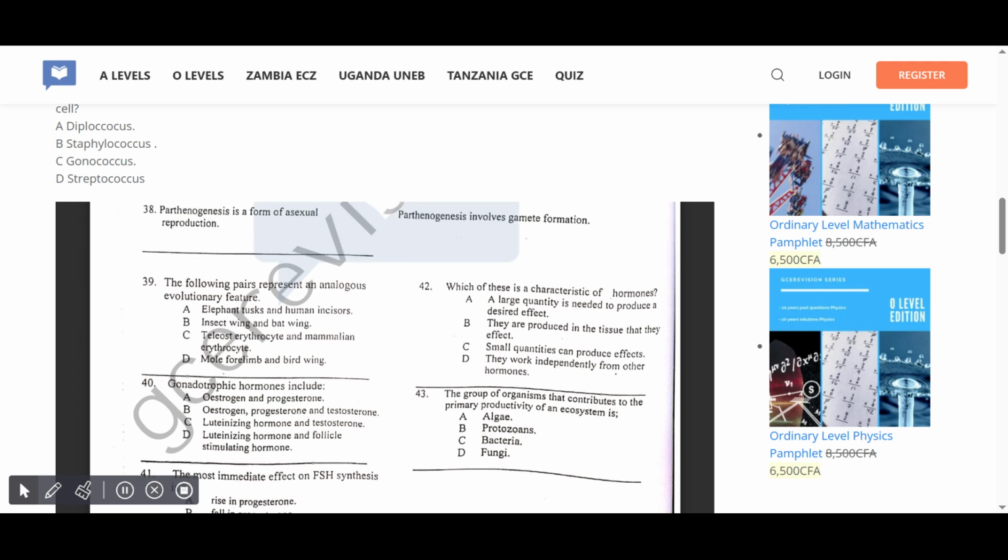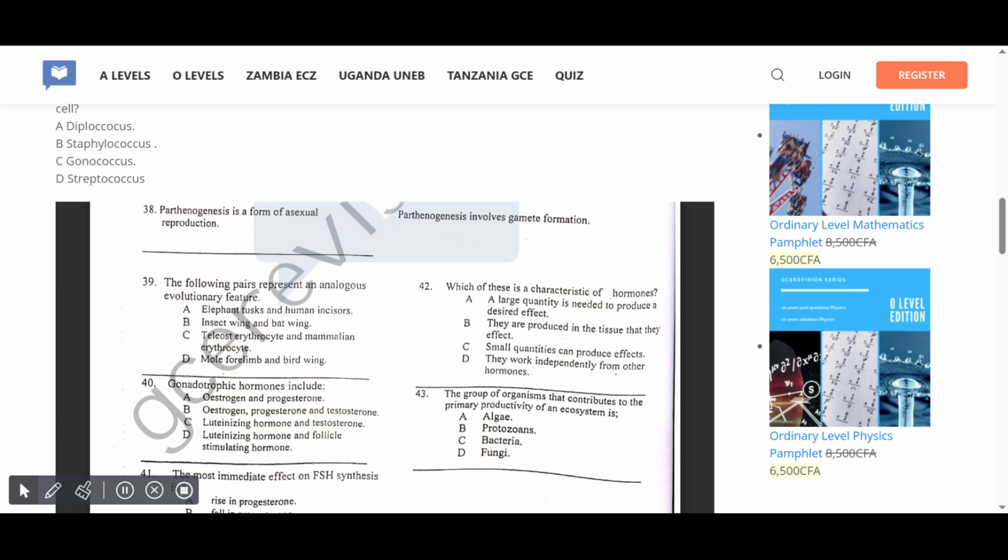Question 42. Which of these is a characteristic of hormones? The answer is C. Small quantities can produce effects.